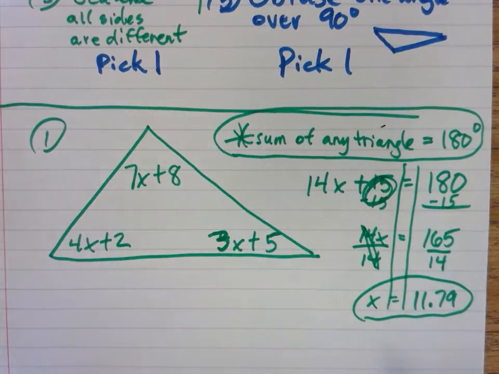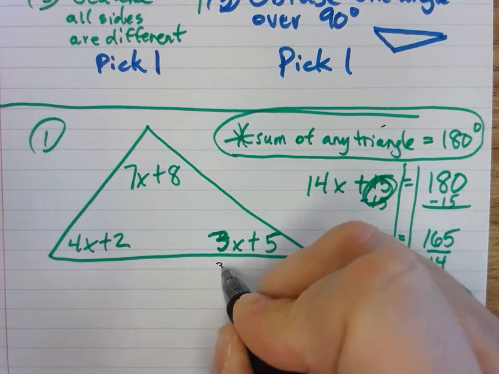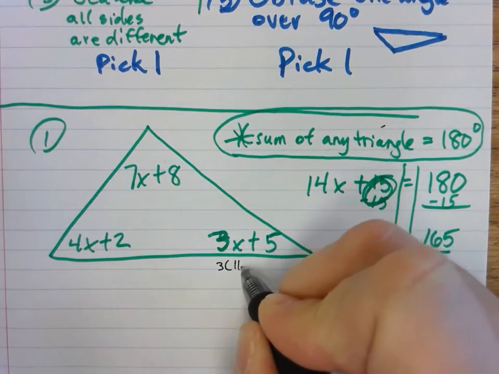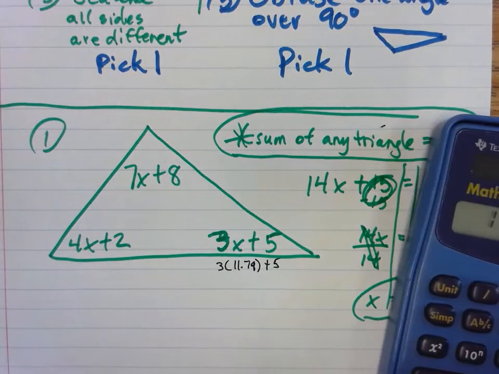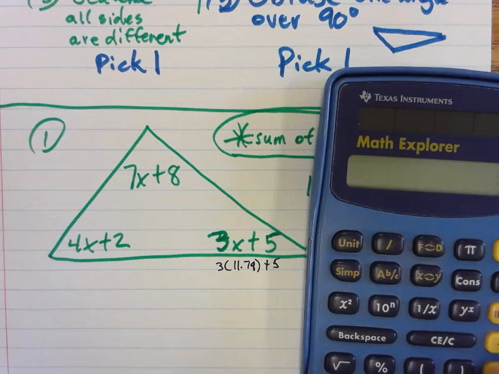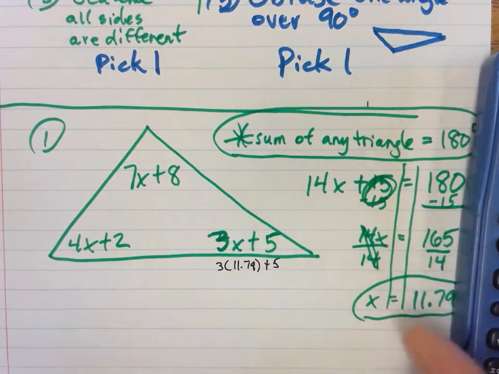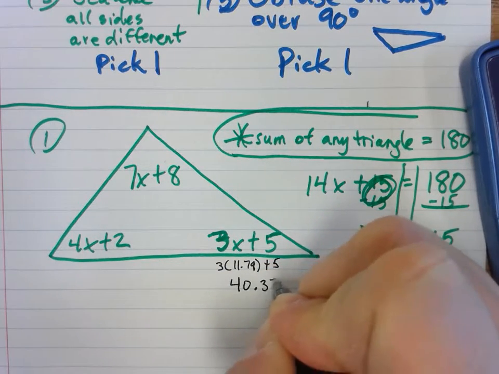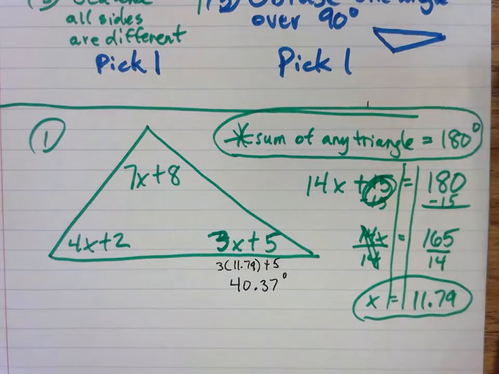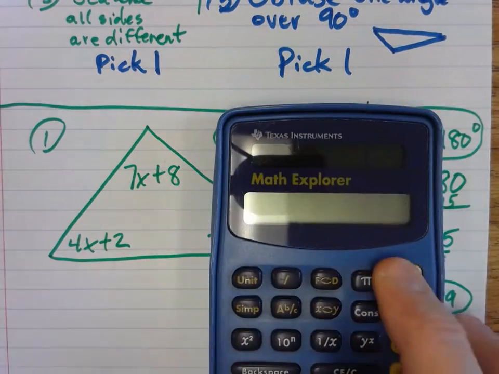All right, so now let's start down here. 3 times 11.79 plus 5. Let's see what that's going to be. 3 times 11.79 plus 5. That's 40.37. Okay. So this one down here is 40.37. So that's an acute angle, because that's less than 90. So that one's acute.